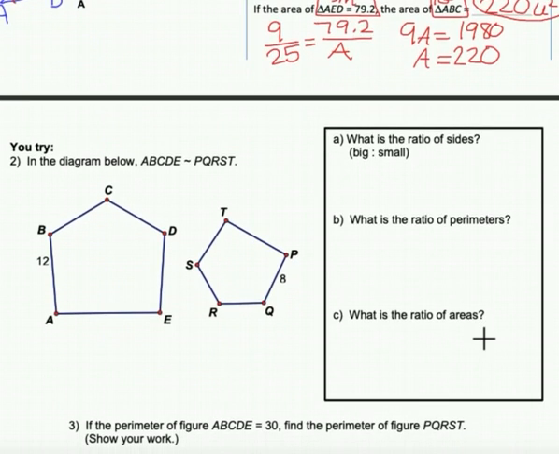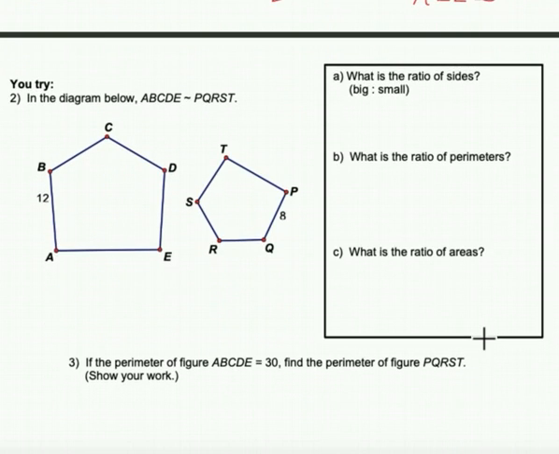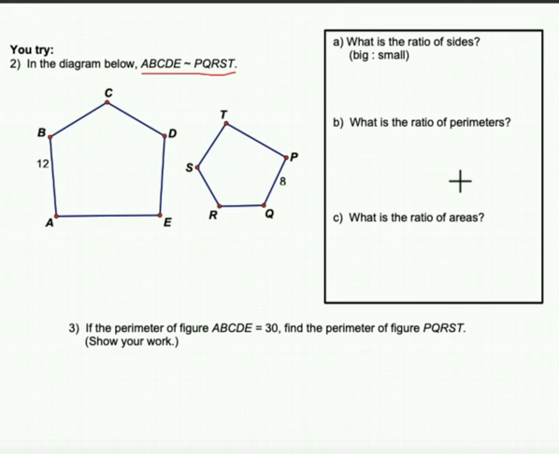On the back, you'll find a problem that you're to try on your own. You're told that figure ABCDE is similar to figure PQRST. And the first question, what is the ratio of sides, comparing the bigger figure to the small figure? Remember to reduce your ratio. And for question B, what will be the ratio of the perimeters then, now that you know the ratio of sides? And question C, once you know the ratio of sides, it's very easy to use that to get the ratio of areas. What will be the ratio of areas?